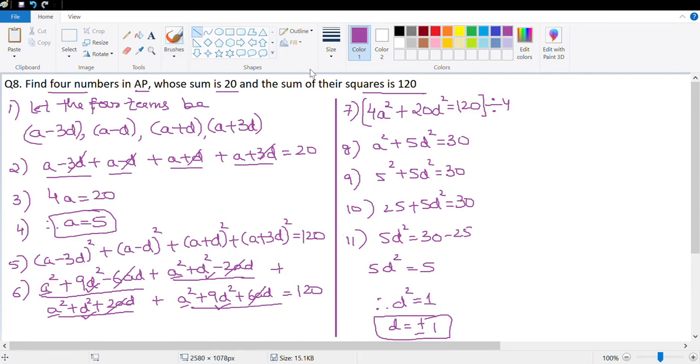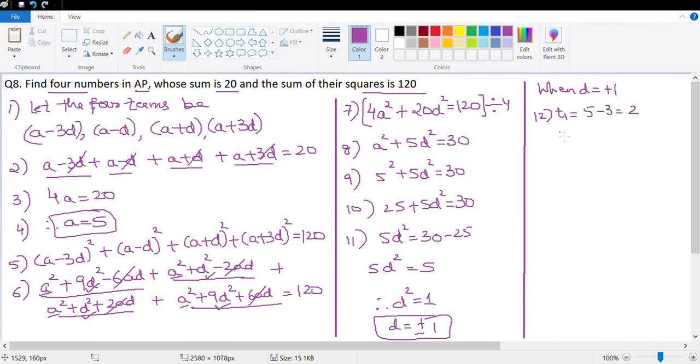So we've got the value of a, we've got the value of d. Now let's figure out the 4 numbers. So when d is equal to plus 1, my term 1 will be equal to a minus 3d, which is 5 minus 3, which is 2.